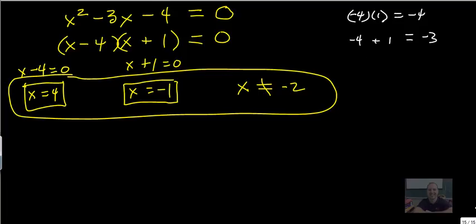So yeah, I would agree with you. If you want to include the non-permissible value every time, you certainly can. These are the two solutions. This is the non-permissible value. Some questions will ask you to state the non-permissible value, some won't. If it says just solve, yeah, just solve, and then it's up to you to check whether either one of the solutions are restricted. That's up to you then.